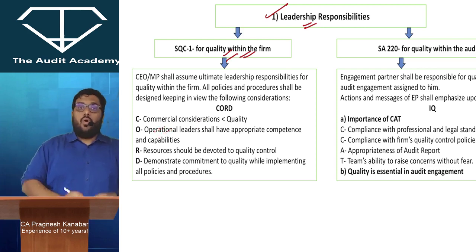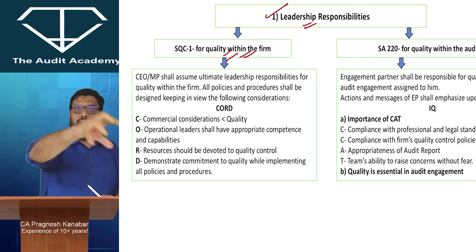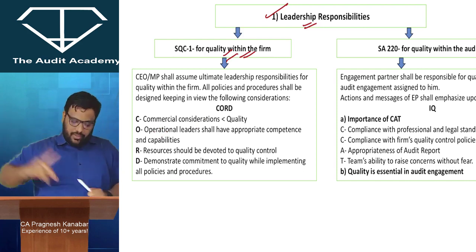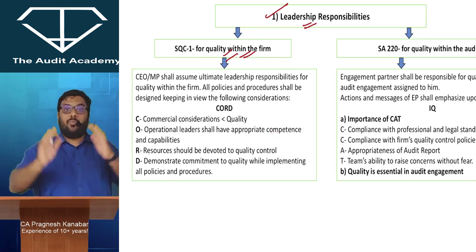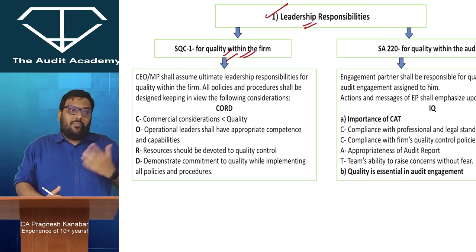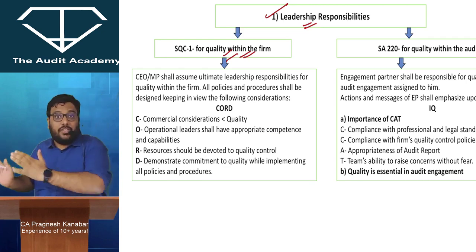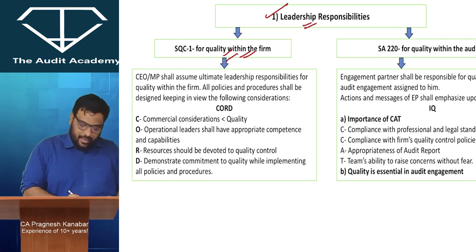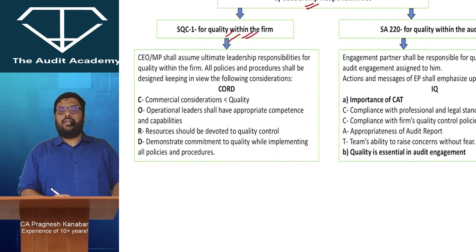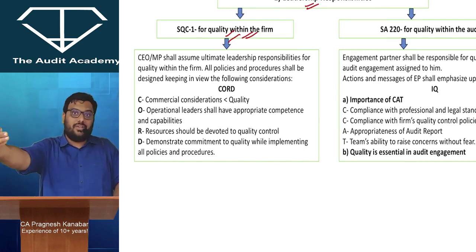Second, all the operational leaders. As a managing partner, I will select the operational leaders. When I am selecting them, I need to ensure that they have appropriate competence, capabilities and so on. I'm not just supposed to keep talking. I need to also ensure that there are enough resources to maintain quality. I should devote resources to maintain quality. I should have training sessions. I should have employees, articles, people, assistants.